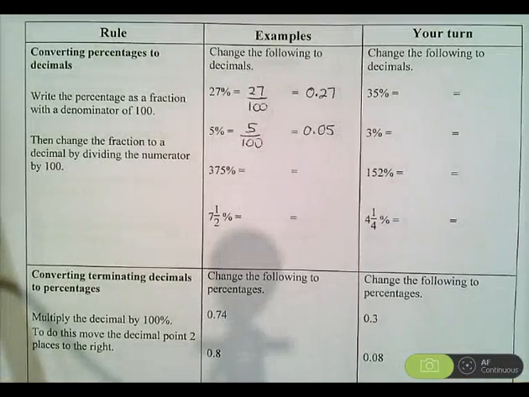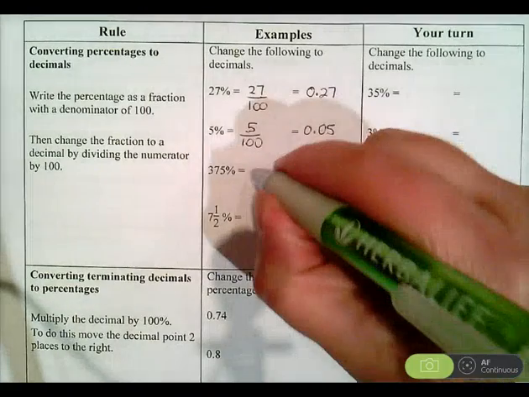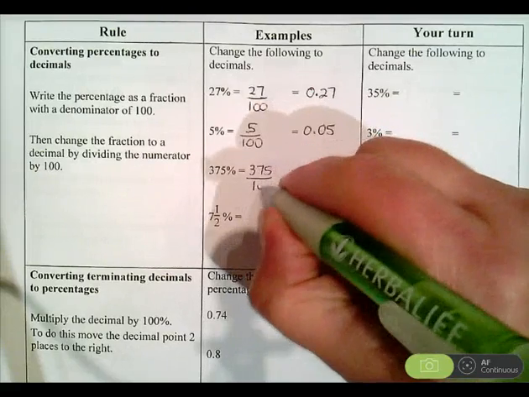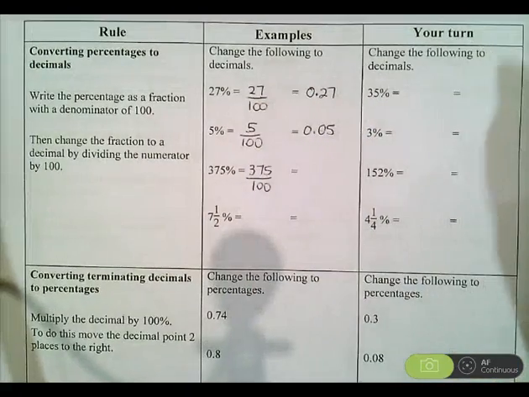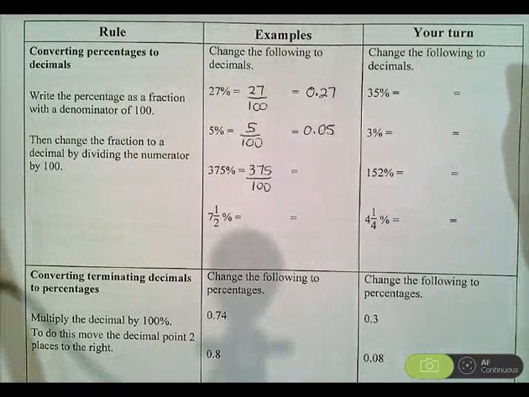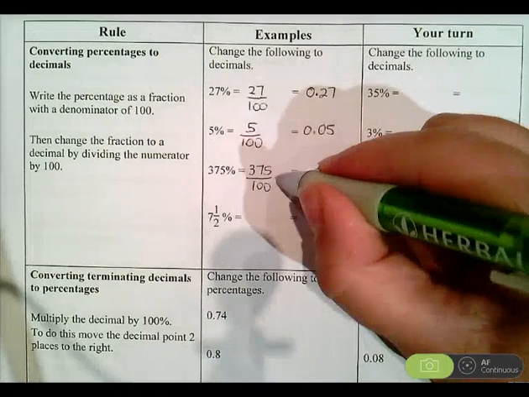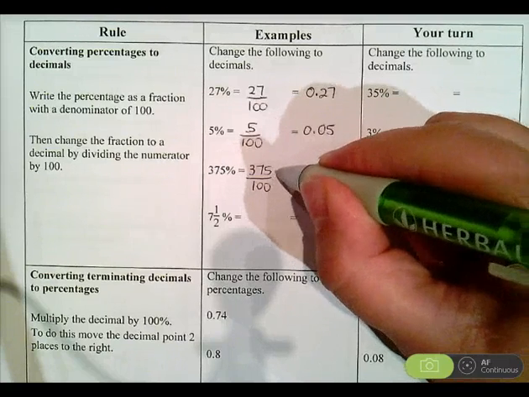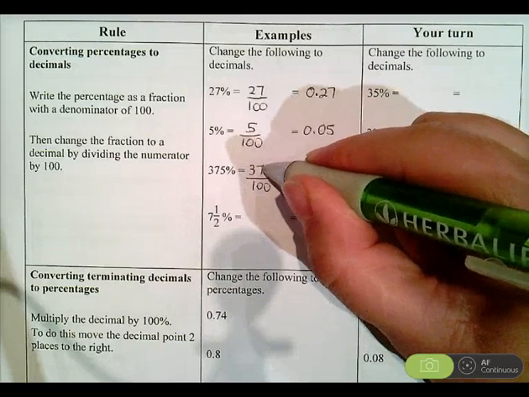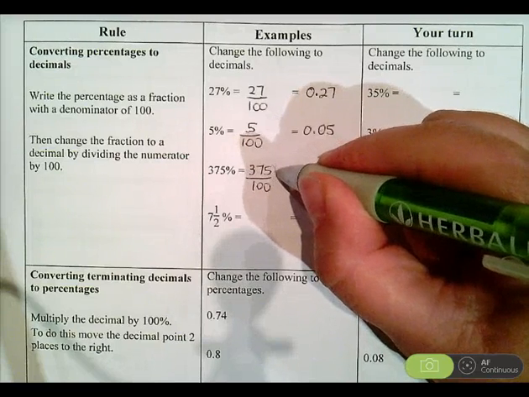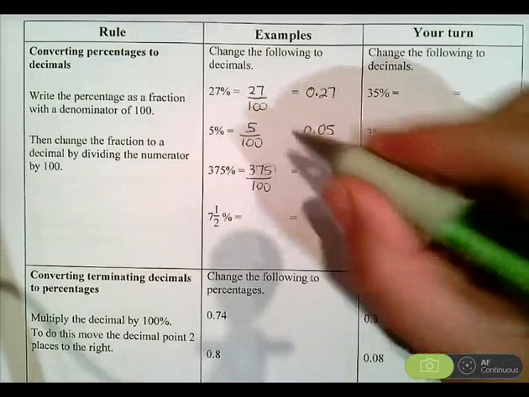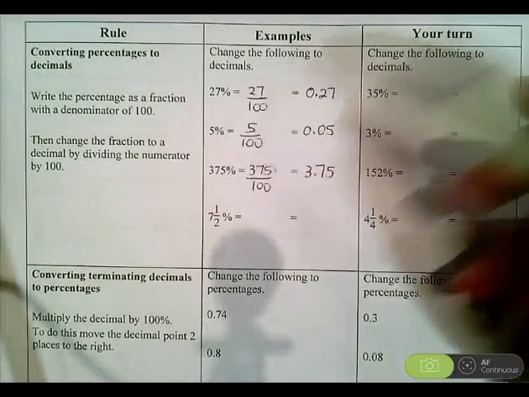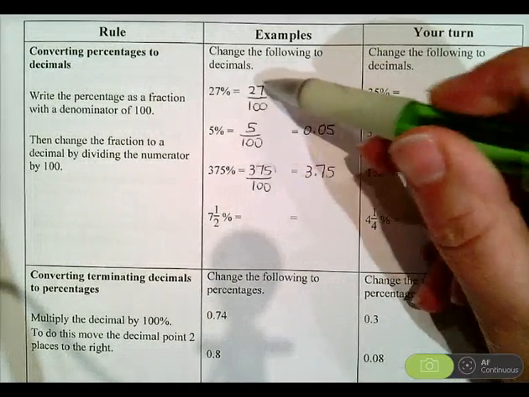Now the next one, 375%. Now that means 375 over 100. I can look at that a few ways. Now to divide a number by 100, at the moment, 375 has the decimal point at the end. If you divide it by 100, to divide by 100, you jump back 1 and you jump back 2 places. So you would get 3.75. Okay? You could have actually done the same with any of these.